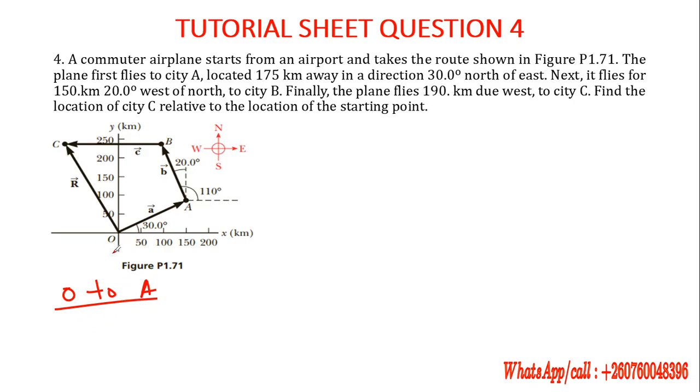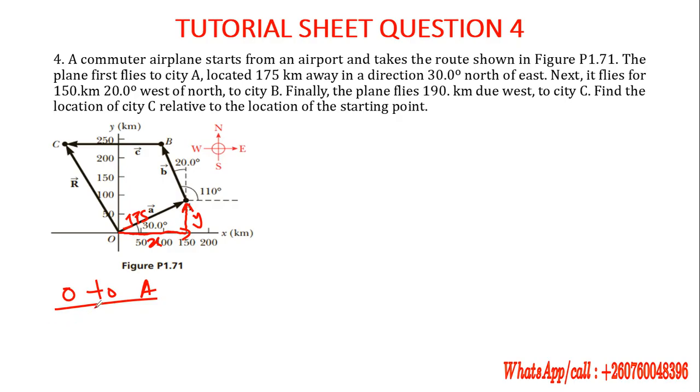So now, from your origin to A, what's the magnitude? Let's get it from the question. The plane first flies to city A, located 175 km away in a direction of 30 degrees north of east. So there is 175 here, though they didn't indicate it, but it's in the question. You get? So how are we going to resolve our x and y component for this? We need to extend from our origin here in the x, and also here in the y, because we want to resolve our x as well as our y component for this.